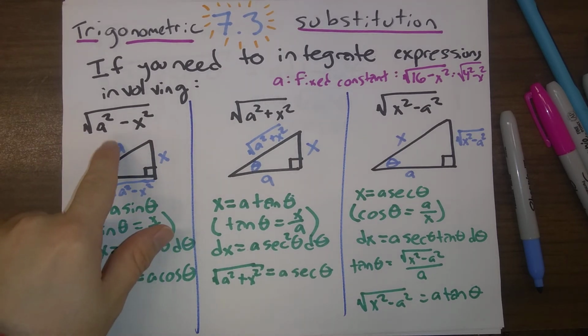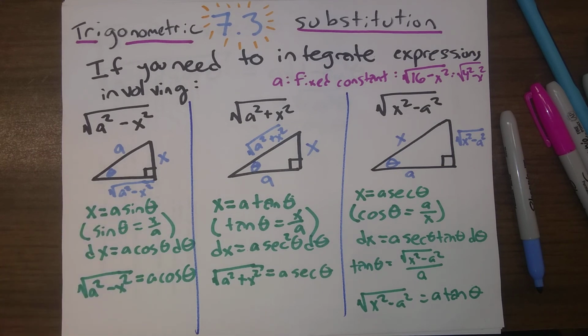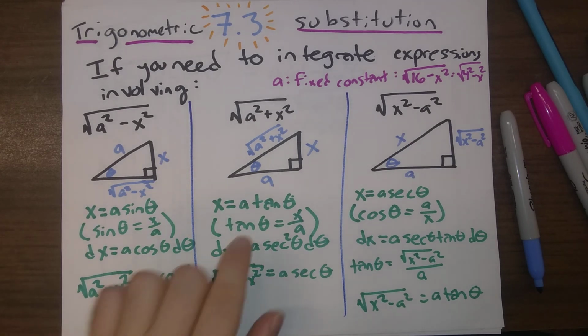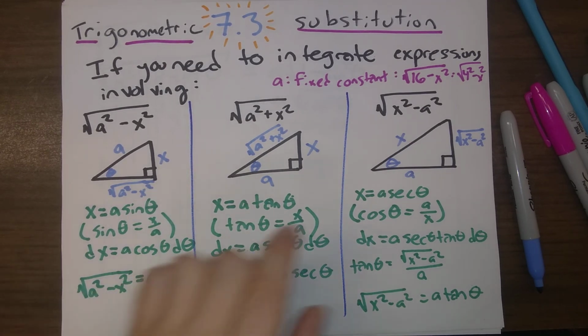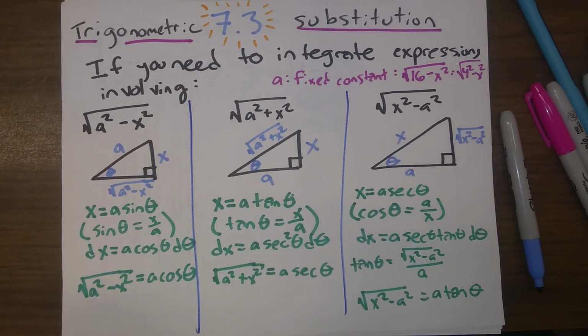If you see something with a square root of a squared minus x squared, you should think about substituting in x is equal to a sine theta. If you see the square root of a squared plus x squared, think about x is equal to a tangent theta. When you see a square root of x squared minus a squared, think about x is equal to a secant theta.